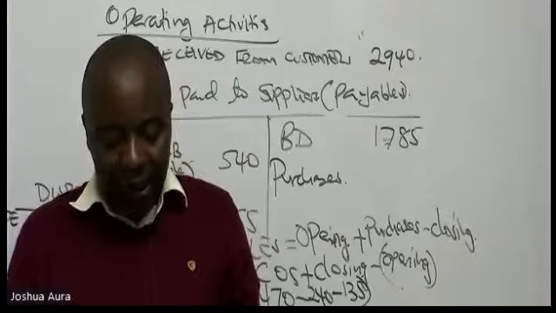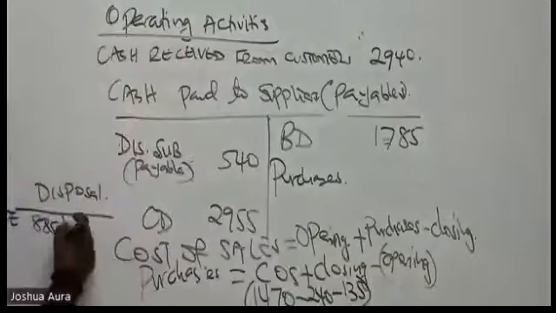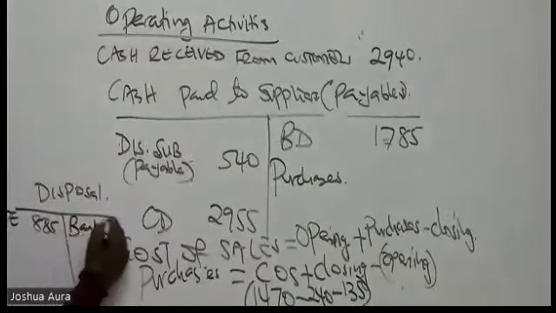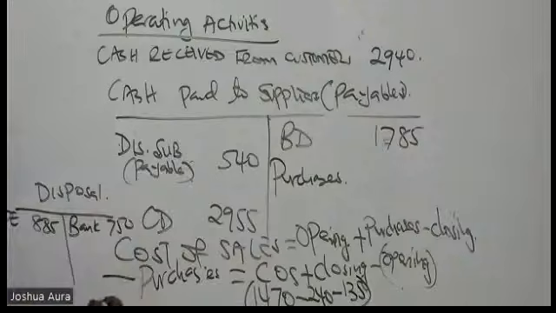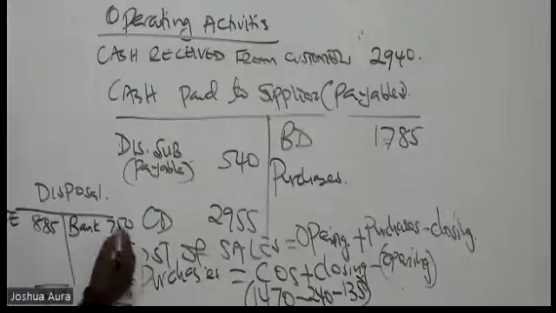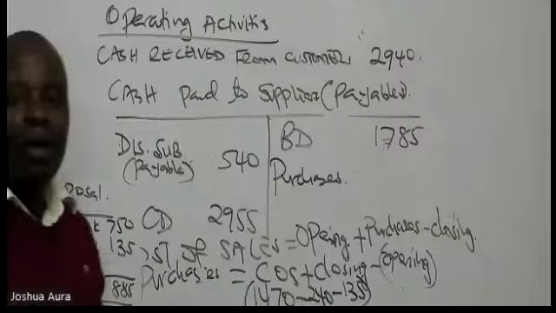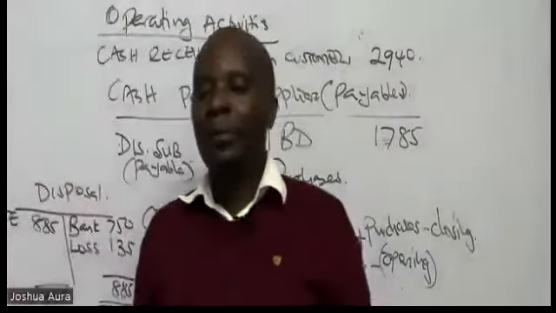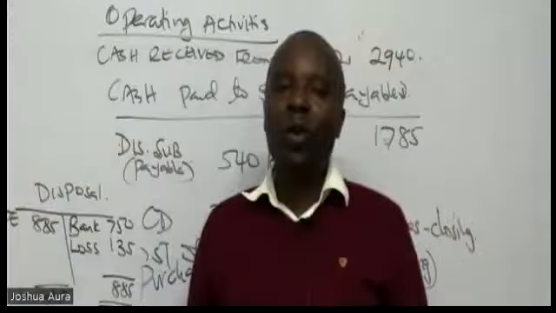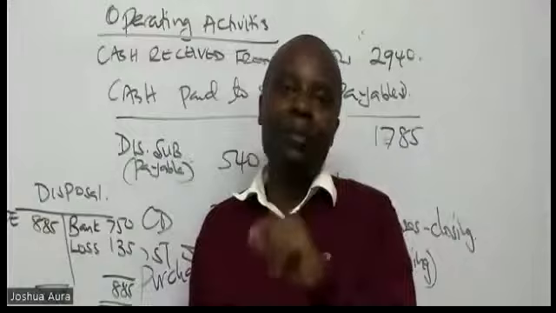So you're told here that this asset fetched 750 million in cash. So we have here bank, with 750 like that. And then now we balance. When we balance, the debit side is bigger. So you can see straight away that there is a 135. And this, of course, when it comes to the credit side, must be a loss on disposal. Why a loss? Because I'm creating this account and then I debit my income statement.